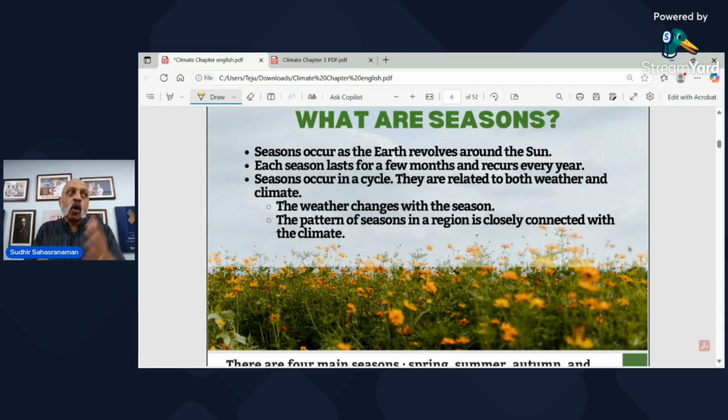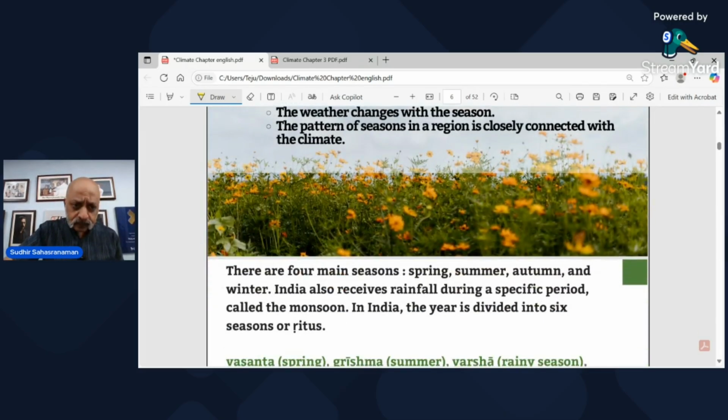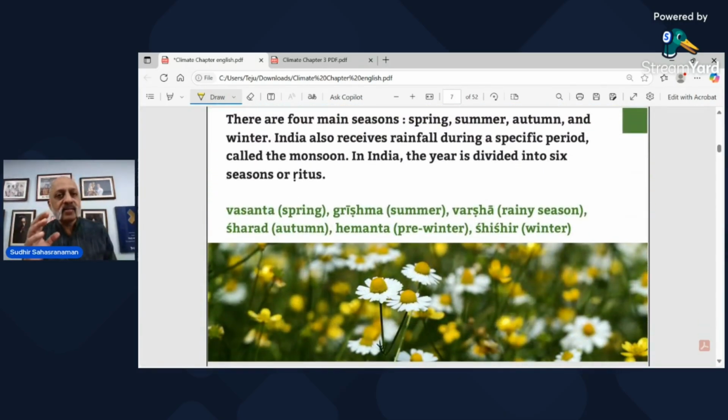The climate is this thing. Oh, this has this kind of climate in the summer, but during winter it has this kind of climate. During the summers, Hyderabad is extremely hot, but during the winter months it has a very moderate kind of climate. It doesn't get very cold and it's not very hot, so it's very pleasant kind of weather. So that's how the pattern of seasons in a region is closely connected with the climate. That is, the season and the climate are directly interconnected in a particular place. So what are the four main seasons?